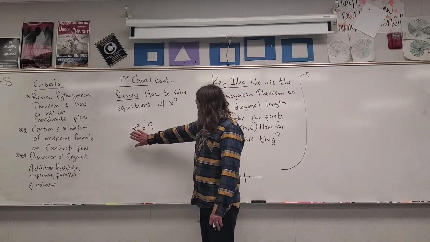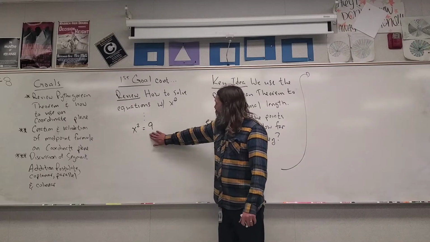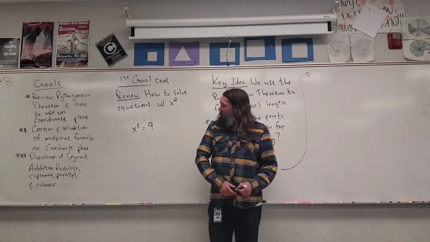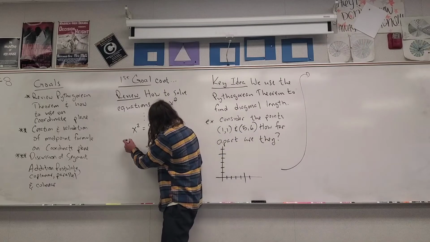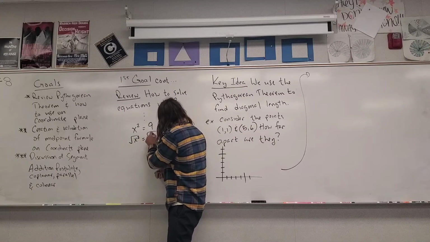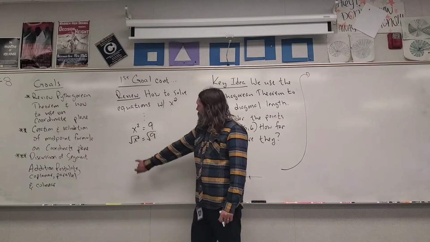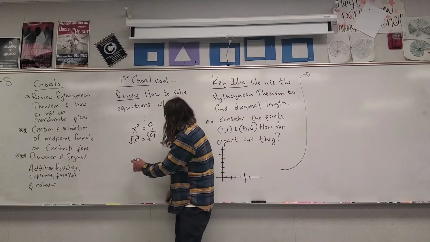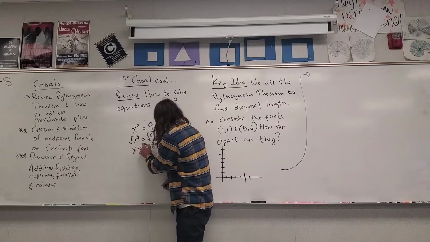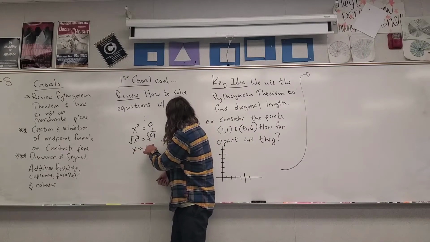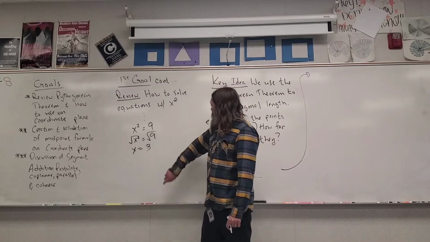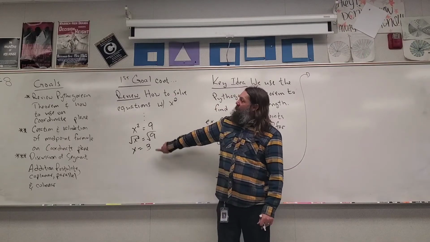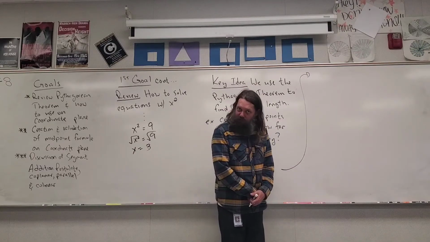If you get to a point where it says x squared is equal to 9, the way that we're going to solve this is we're going to square root both sides. So I'm going to square root x squared, and I'm going to square root 9. Square roots and squares cancel each other out, and we're left with x equals the square root of 9. The square root of 9 is 3. So what this is actually saying is I want the side length of a square with 9 small squares.